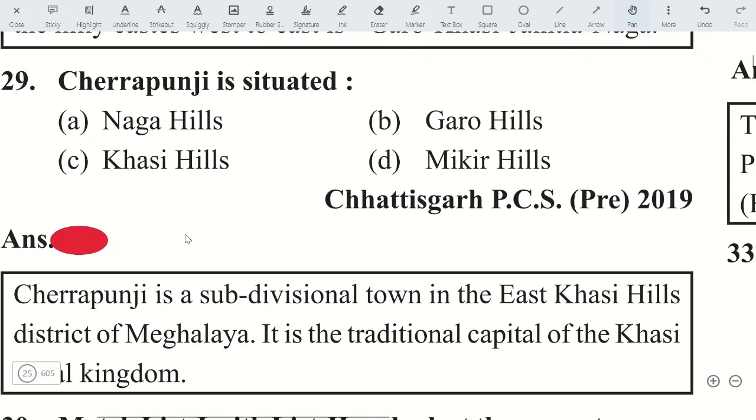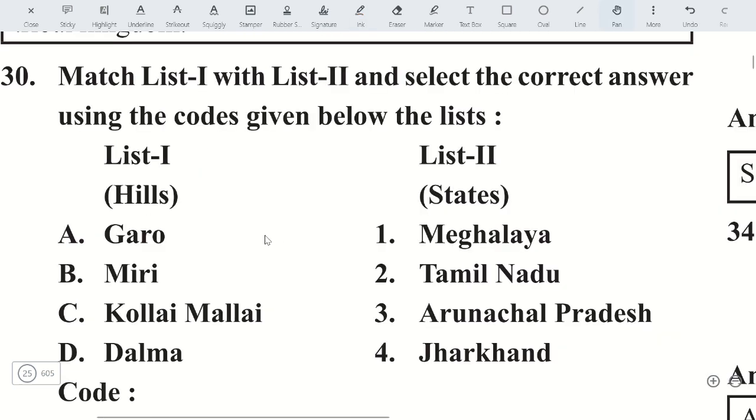Cherrapunji is situated in Khasi Hills. This is situated in Khasi Hills. Let's move on to the next question.